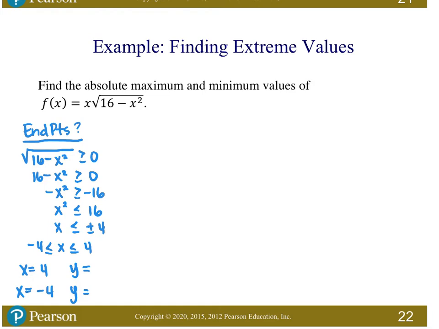So when I plug x is 4 back into the original, I get 4 times the square root of 16 minus 4 squared. That turns out to be 0. And when I plug -4 into that, I get -4 times the square root of 16 minus 16, which is also 0. So for both of them, I get 0. So that's a tie. They're both the same. I don't know if those are mins or maxes yet, but they both are 0. All right, now our critical points.